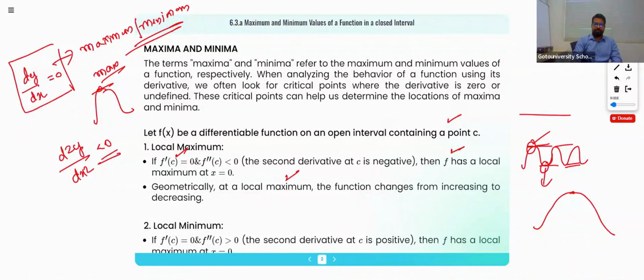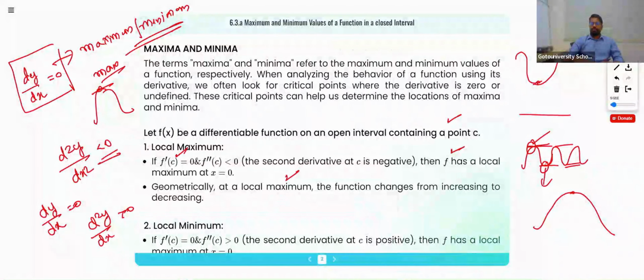Similarly, at a local minimum we'll also have dy by dx equal to 0, but now d square y by dx square should be greater than 0. Then at the critical point it will be decreasing and further it is increasing. So with the help of a double derivative or second derivative, we can confirm whether it is increasing or decreasing. But with the first order derivative, we can only conclude it is either a maximum or minimum. With the second order derivative, we can confirm clearly whether it is maximum or minimum.